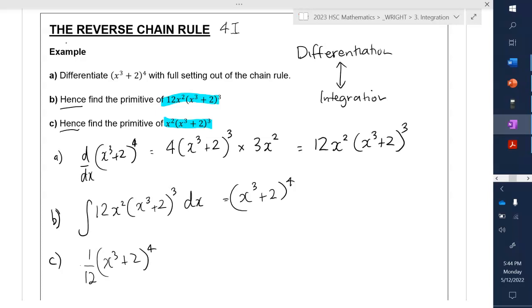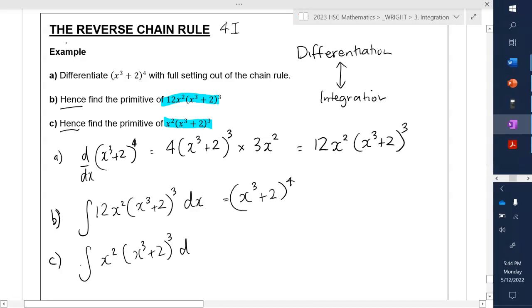Okay, so the function with the 12 in front gave me this function when I integrated it, or found the primitive. So to find the primitive of this one here, I might just write that down the long way. So we'll rub this out and write it the long way. Now I'm going to integrate x squared, x cubed plus 2 to the power of 3 dx. It is 1/12 smaller, so my solution is going to be 1/12 the size of what I got before.